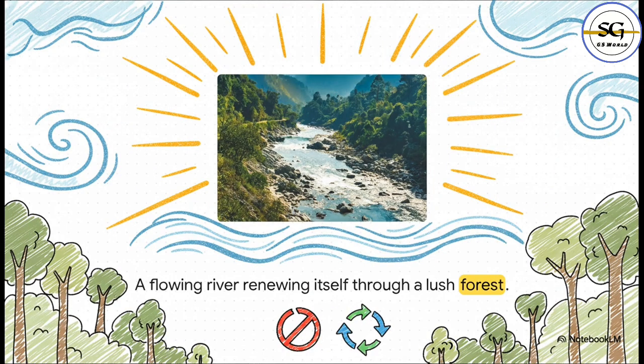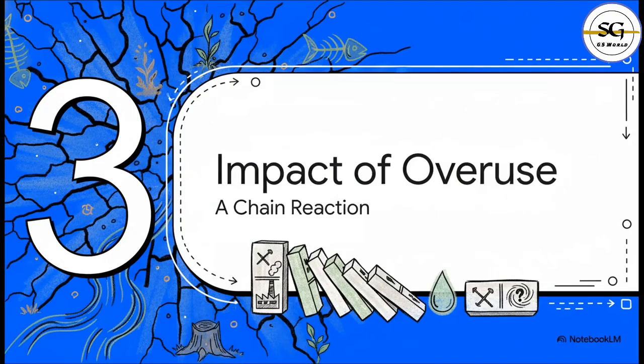Take a look at this lush forest and flowing river. Sunlight, wind, flowing water, and timber are incredibly powerful renewable resources, for sure, but only as long as we manage them sustainably. If we disturb the natural rhythm of regeneration, even these abundant systems will break down. They aren't magic, they require our cooperation. Which brings us right into Section 3, the impact of overuse.